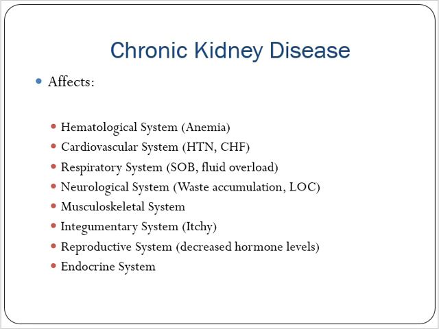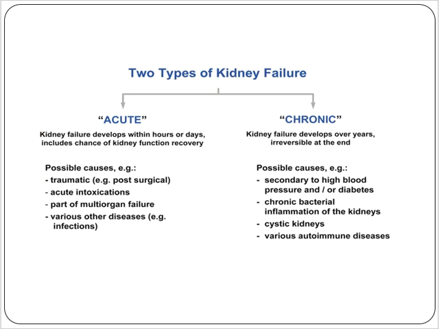So just a quick memory, there are two types of kidney failure, acute and chronic. Acute kidney failure develops within hours or days, and it includes a chance of kidney function recovery. Whereas chronic renal failure develops over many years, we cannot reverse it in the end. It's usually caused by high blood pressure and diabetes, like I've previously mentioned, chronic bacterial inflammation of the kidneys, polycystic kidney disease, or various autoimmune diseases.